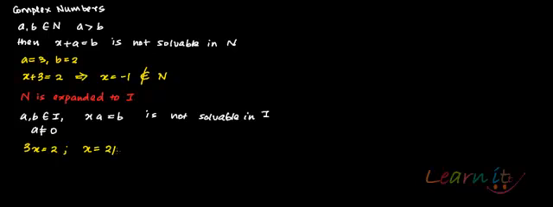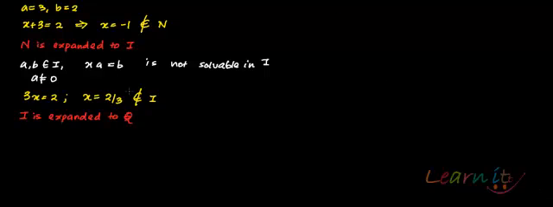Say for example 3x is equal to 2, so x would be equal to 2 by 3. Now 2 by 3 is not an integer, so there's a problem again. So integers are expanded to include rational numbers, that is, to include Q. So now the set is getting bigger and bigger. Rational numbers are in the form of p by q, where q is not equal to 0. Then again there's a problem.